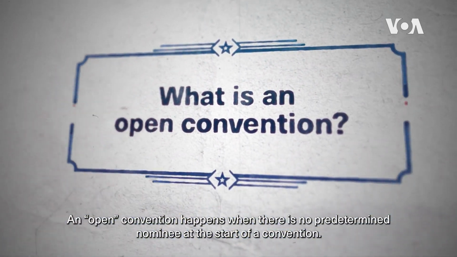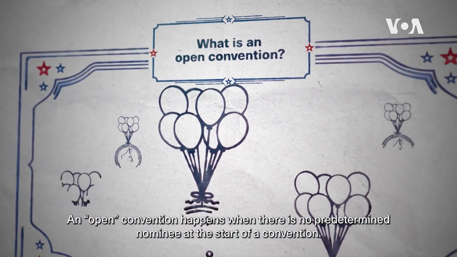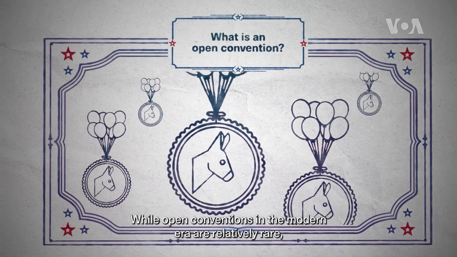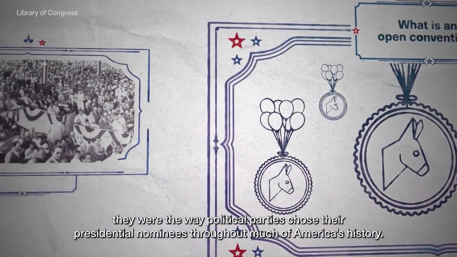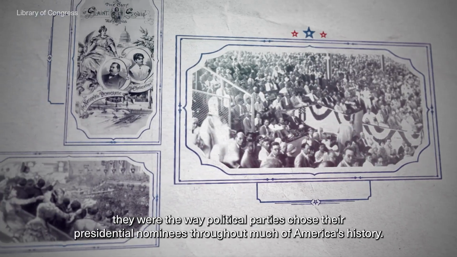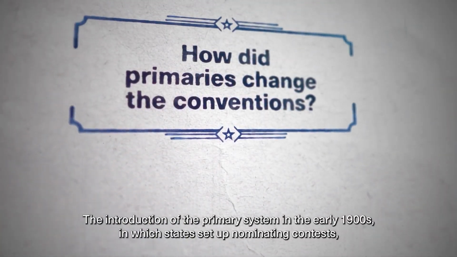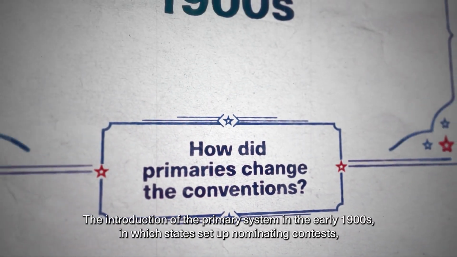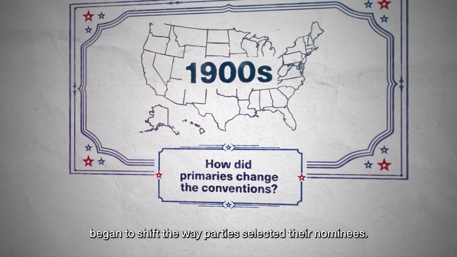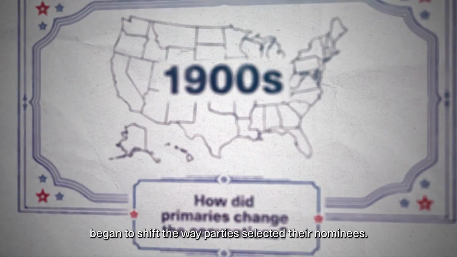An open convention happens when there is no predetermined nominee at the start of a convention. While open conventions in the modern era are relatively rare, they were the way political parties chose their presidential nominees throughout much of America's history. The introduction of the primary system in the early 1900s, in which states set up nominating contests, began to shift the way parties selected their nominees.